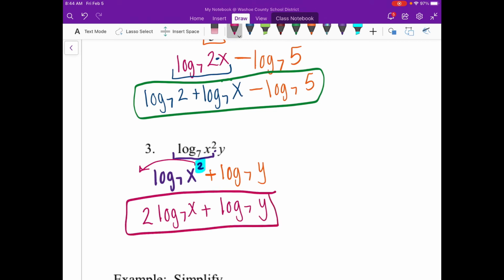And that would be me expanding it. There's no other terms being multiplied or divided in my log term, and then there's no exponents left.